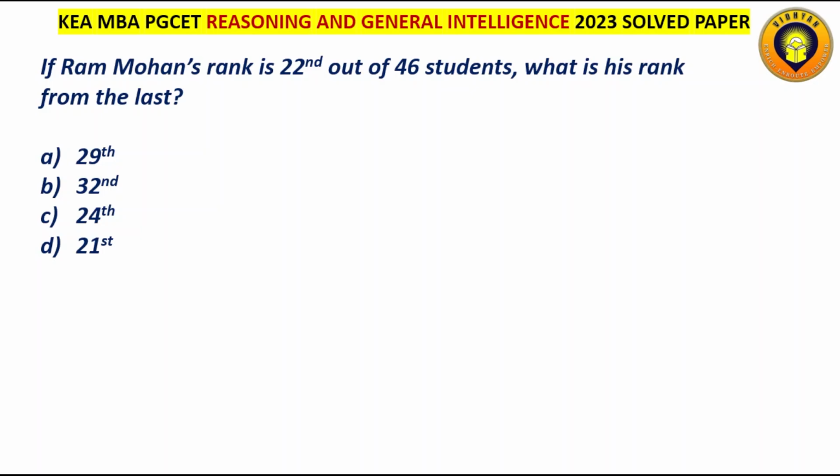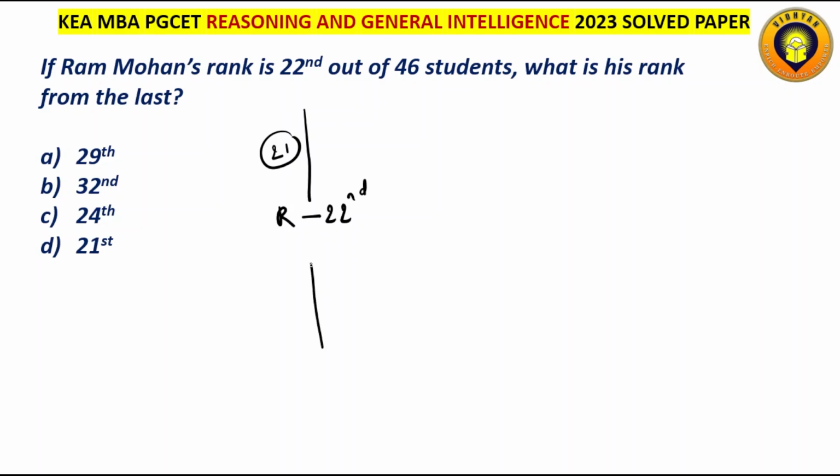If Ram Mohan's rank is 22nd out of 46 students, what is his rank from the last? So out of 46 students, from the top, Ram Mohan's rank is 22nd. What is his rank from the last? So that means above Ram Mohan, how many students are there? Above Ram Mohan, there are 21 students. Okay, and he is 22nd.